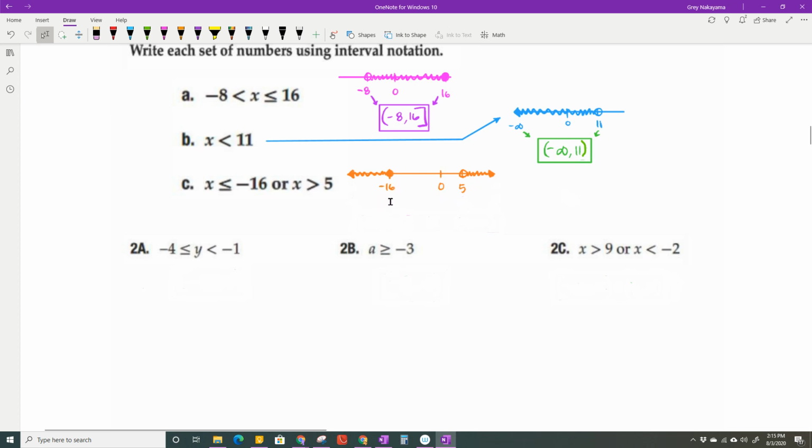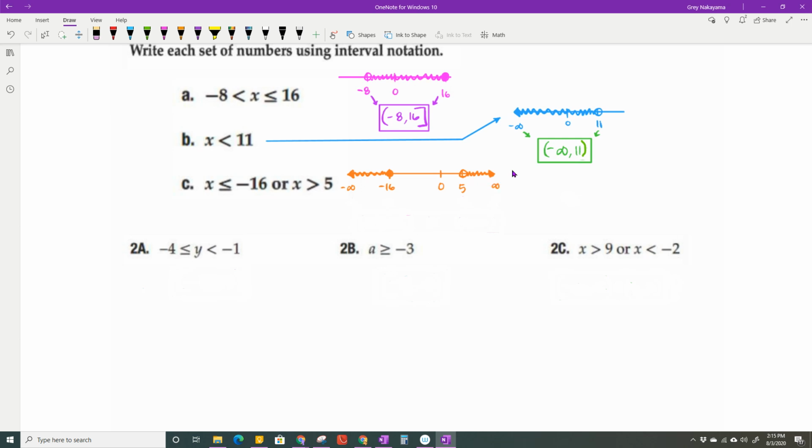So I put a circle on negative 16, closed because it's equal, and a circle on 5 that's open because it's not equal to. If it's less than negative 16, I'm going to the left, and greater than 5, I'm going to the right. So I have an arrow on here, so I have to remember all the way to the left is negative infinity, all the way to the right is positive infinity.